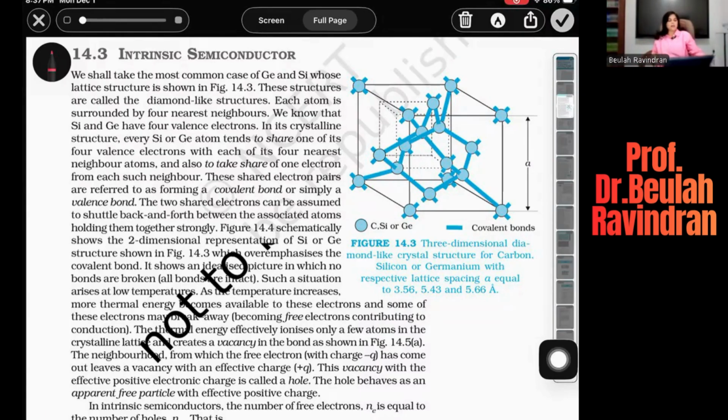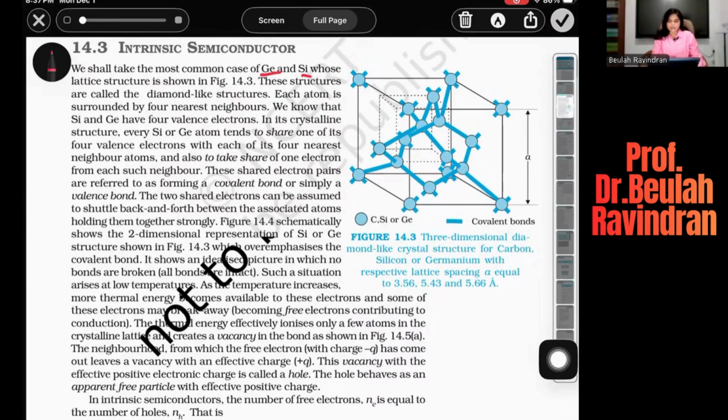So we shall take the common case of germanium and silicon here. It is the lattice structure shown. Three-dimensional diamond-like crystal structure for carbon, silicon or germanium with respective lattice spacing A equal to like this. Okay. So you must understand the crystal structure. Actually, that chapter was deleted for you.